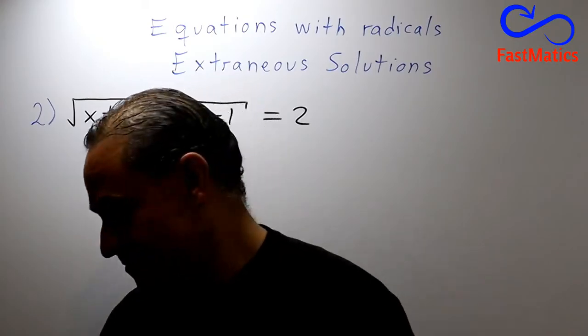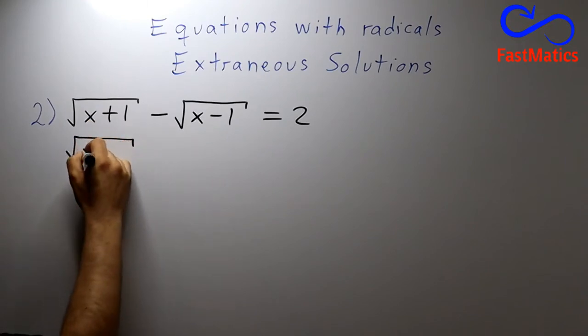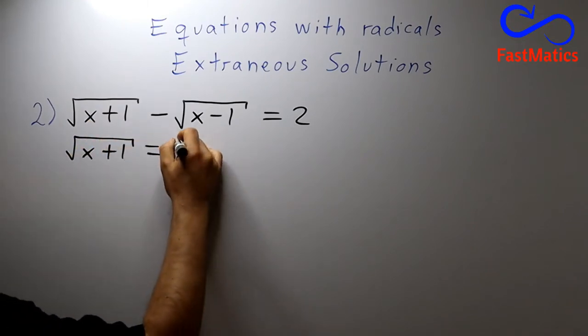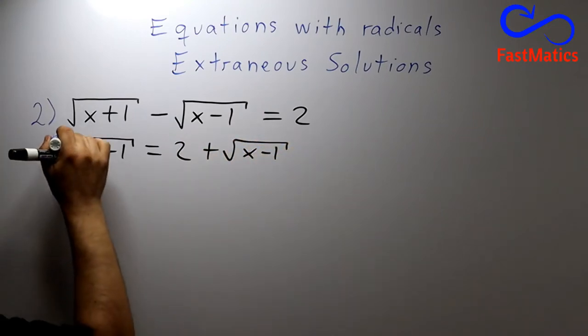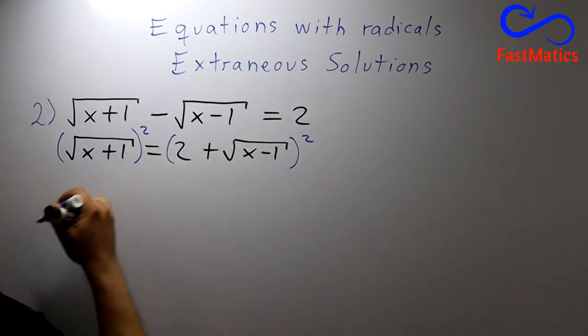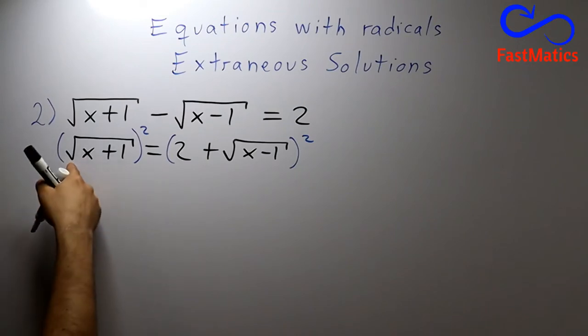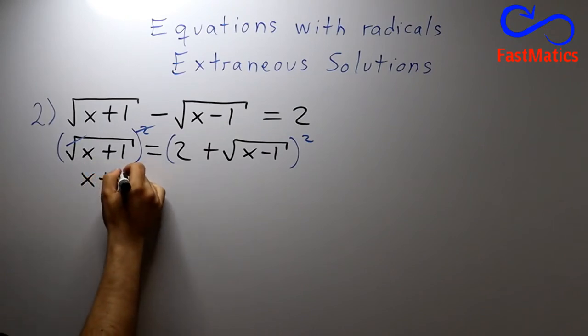Follow me please. First of all, we have to identify that this is an equation with square roots. And remember the steps. You have to isolate one square root on the left side and pass everything to the right side. After that, we square both sides, and remember, square root squared, goodbye, and we have x plus 1.